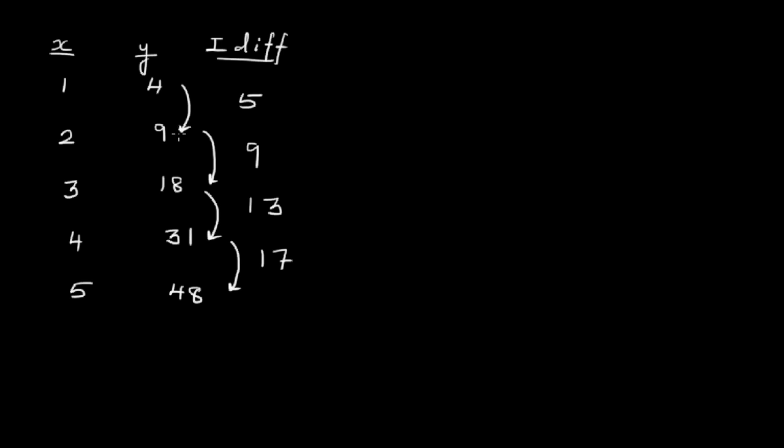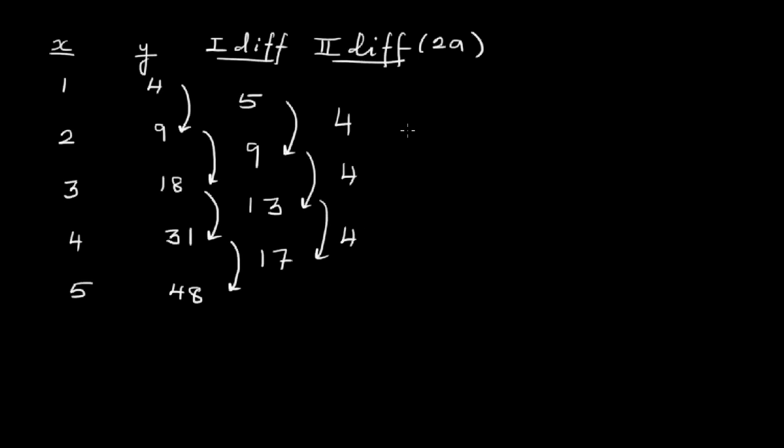This is 4 plus 5 is 9, 9 plus 9 is 18, 18 plus 13 is 31, and 31 plus 17 is 48. So let's look at the second difference. The second difference is always going to give you 2a. The second difference, this is 4, this is 4, this is 4. So 2a is going to be 4, so a is going to be 2.